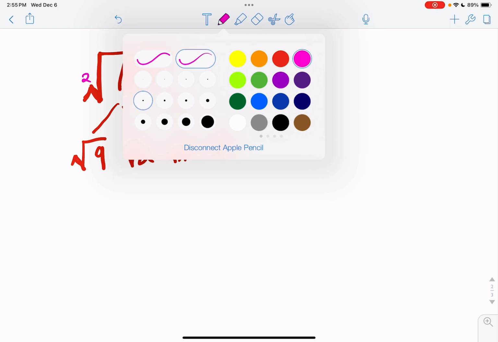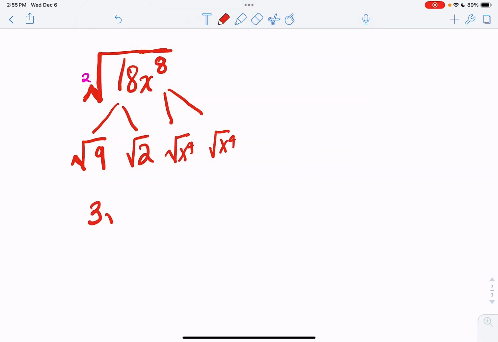So for us, it would be 3 radical 2, and then we get x squared times x squared, because 4 divided by the index of 2 gives me a 2, which leaves us with 3x to the power of 4, because x squared times x squared gives us x to the power of 4 since we add the exponents, and radical 2.